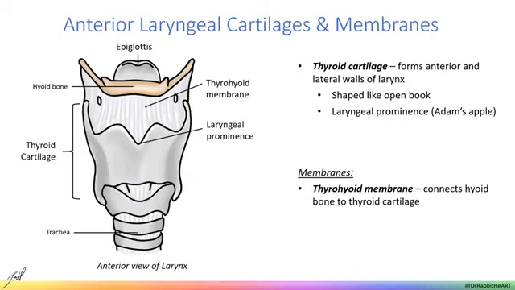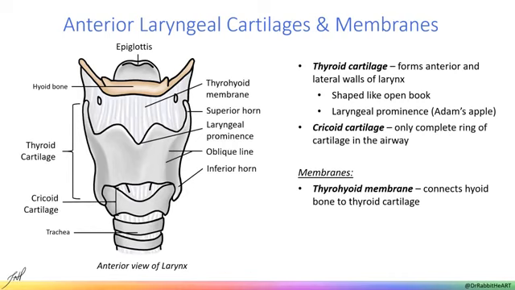Note the angle between the plates is more acute in males, therefore we can usually see the laryngeal prominence as an Adam's apple. Females also have this structure, but the angle is wider, and so it's not as prominent from the outside. Note that the thyroid cartilage has superior and inferior horns, functioning as sites of attachment for ligaments. Infrahyoid muscles like sternothyroid and thyrohyoid attach to the thyroid cartilage at the oblique line.